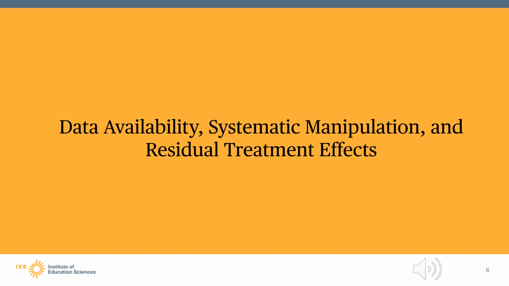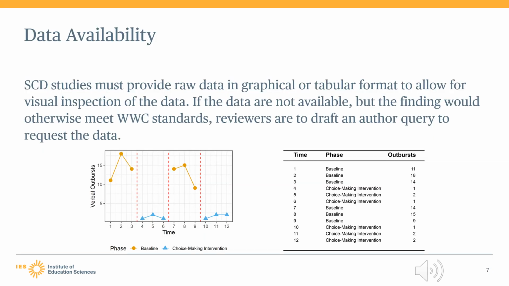Having now briefly summarized the steps of the review process for findings from single case designs, we will next describe the first few steps in more detail. Because the outcome measures requirement was described in detail in the previous module, we will begin now with the data availability step. When reviewing findings from single case designs, reviewers must check that raw data from the study were made available in either graphical or tabular format.